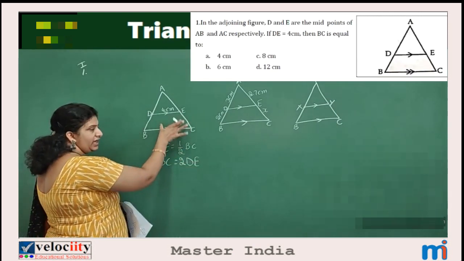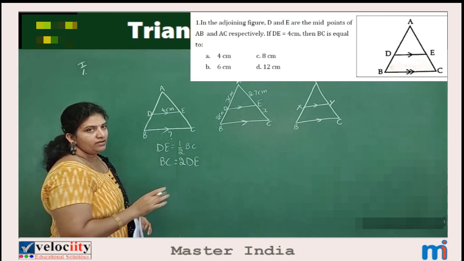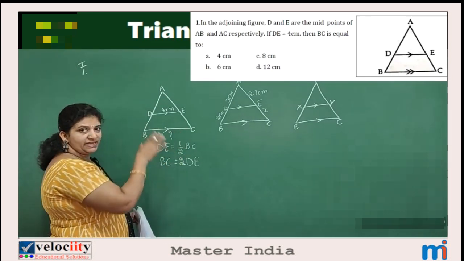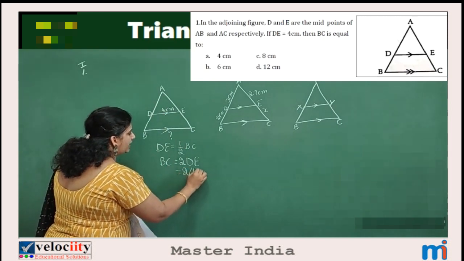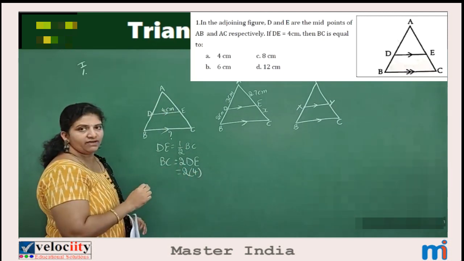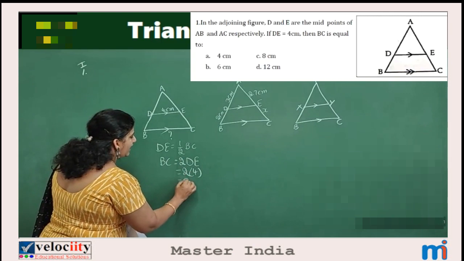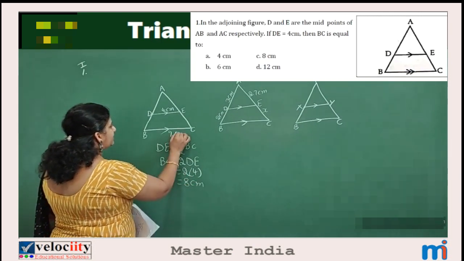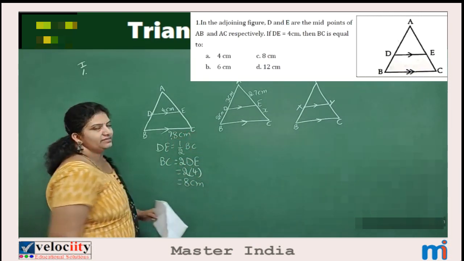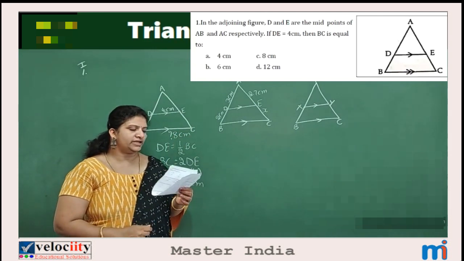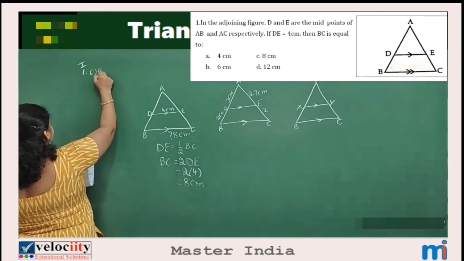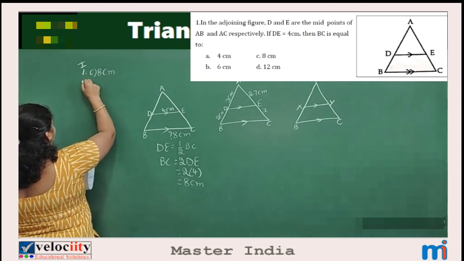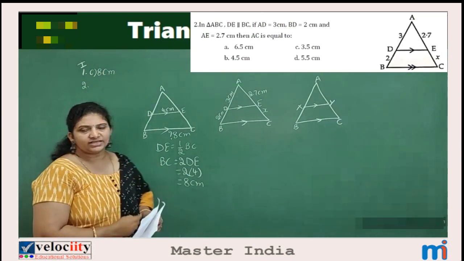If you want DE, half of BC is DE. If you need BC, BC is twice DE. That means 2 times DE. DE value is 4. 4 2s are 8. 8 centimeters is the BC length. Let's check the option here. Option C. First one, option C, 8 centimeters. Okay, is it clear?